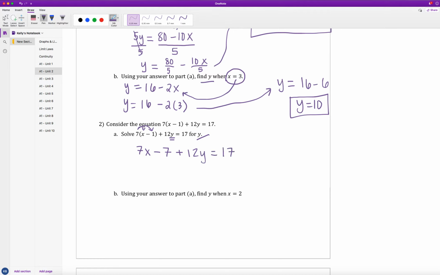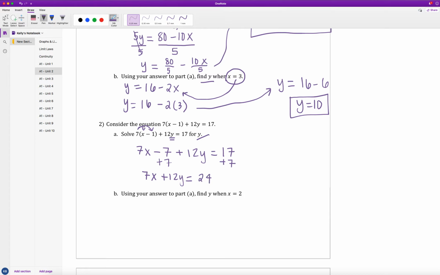From here, I want to move both the 7x and the 7 to the other side. I'm going to start by moving the 7 to the other side and adding 7 to both sides of the equation to keep this equation balanced. So we have 7x plus 12y is going to be equal to 24.